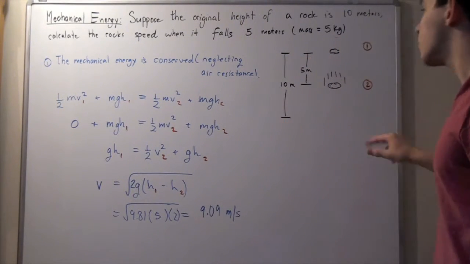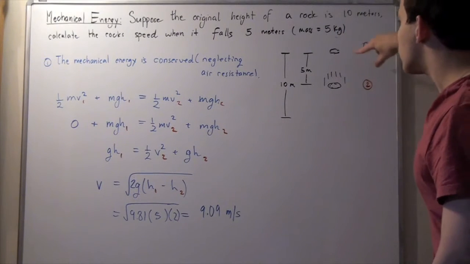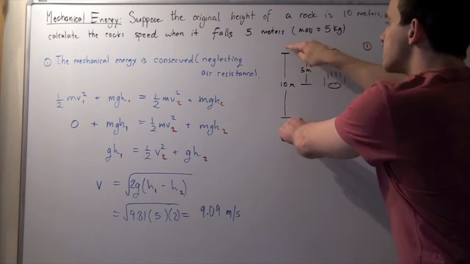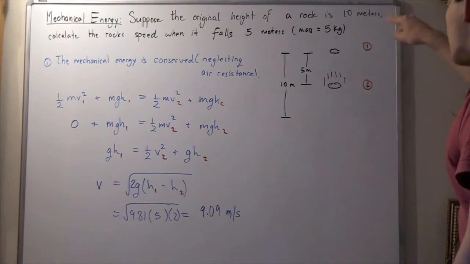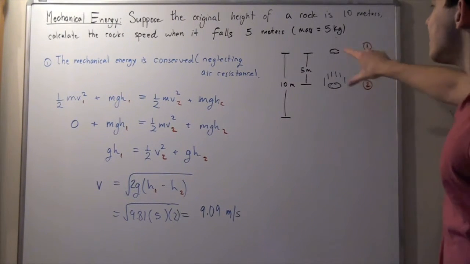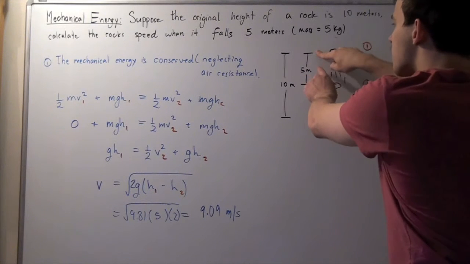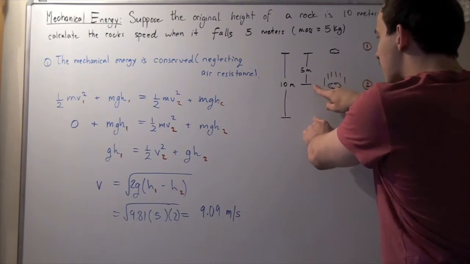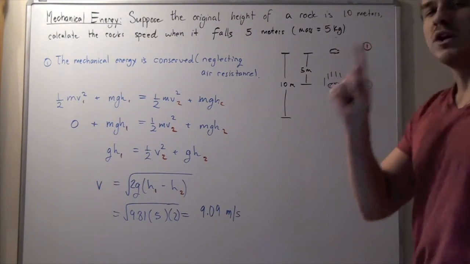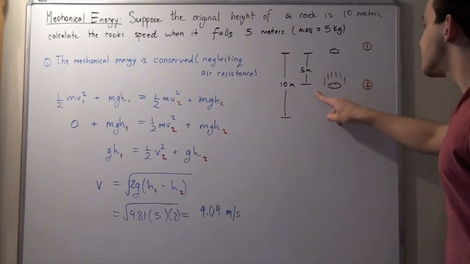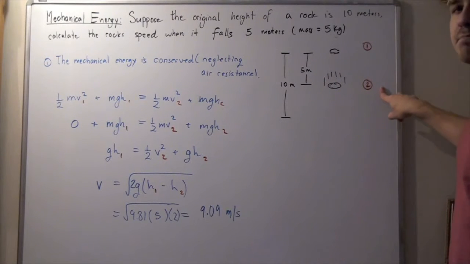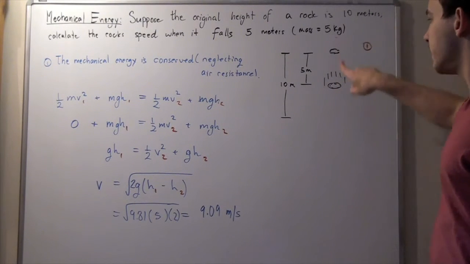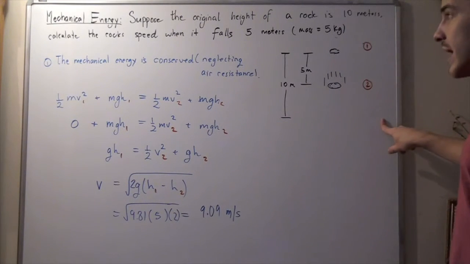So let's diagram our problem. Our rock is at an initial position of point 1, 10 meters above the ground. Our final point, position 2, is the rock 5 meters from its initial position and 5 meters from the ground. So this is our position 2. We want to calculate the speed of the rock at point 2 when it's midway between the top point and the lowest point, our ground.